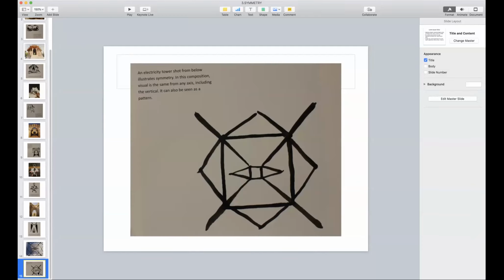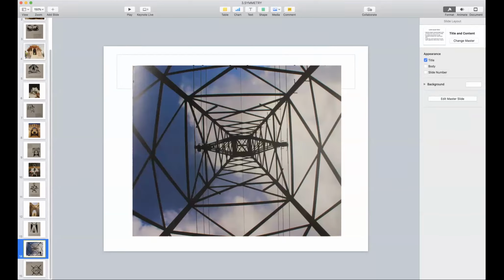So an electricity tower shot from below illustrates symmetry in this composition. Visual is the same from any axis, including the vertical. It can be seen as a pattern. Pattern भी बोल सकते हैं इसको. There is a pattern also in this one. और ये graphic image भी है. जब हमने पहले बात की थी, lines हैं इसके अंदर, rectangles हैं, triangles हैं, curvilinear lines हैं. All these things you should be able to explain while writing an answer.